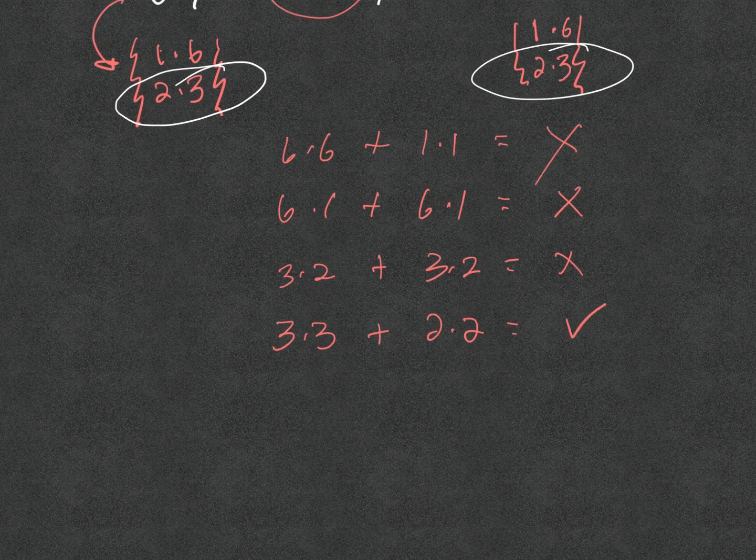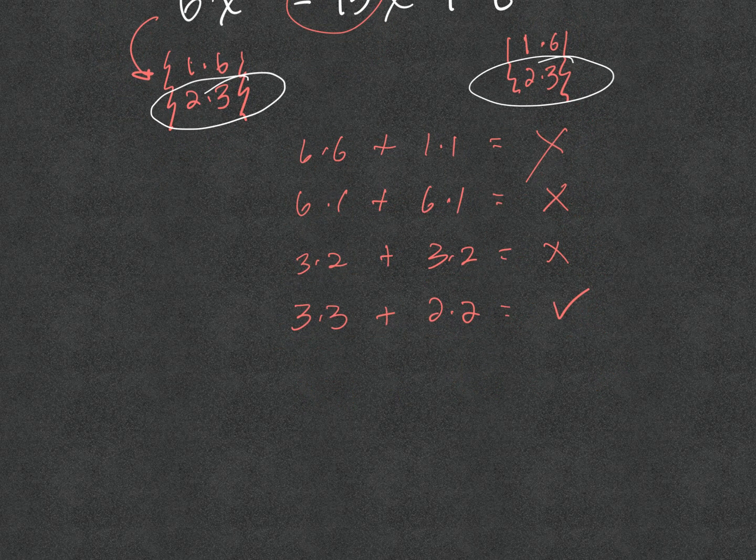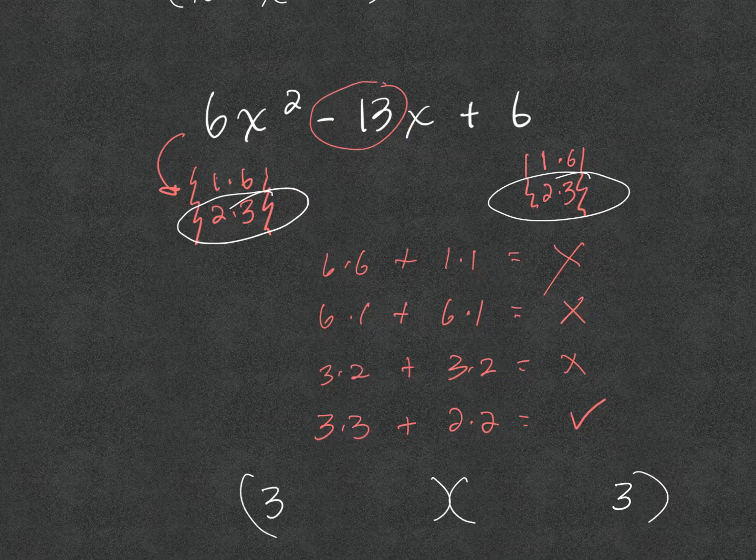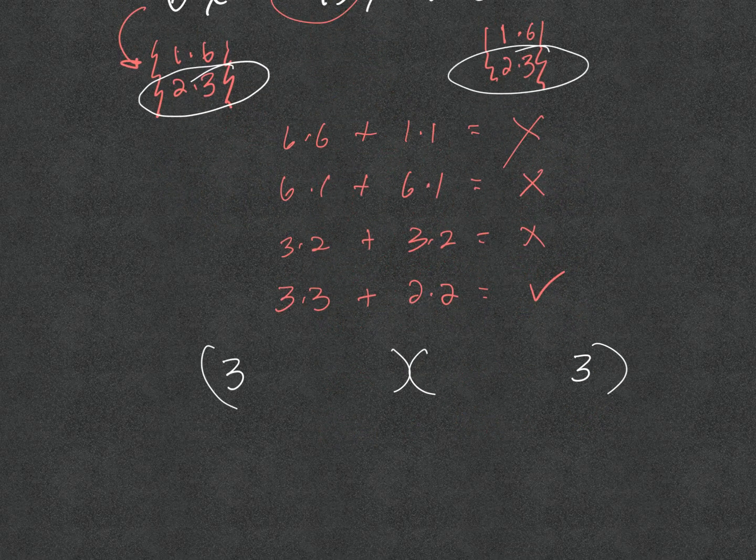Now that we know it's 3, 3, 2, 2, we're going to put the 3's on the outside. Remember, we have a negative, positive, so we're going to have 2 negatives. Okay, that much I know. I'm going to put the 2's on the inside. And of course, I have to put the x there and the x there. Okay, and that is what it's going to equal.